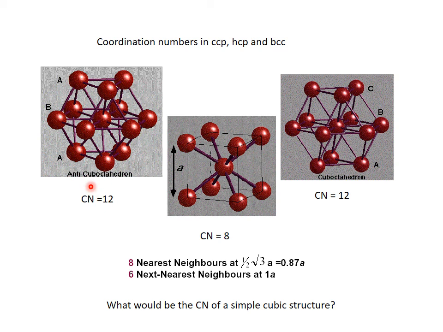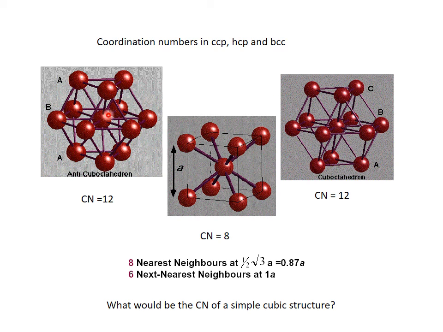In the case of the hexagonal close packed structure, each atom is surrounded anti-cube-octahedrally by 12 other atoms. And in the case of the cubic close packed structure, each atom is surrounded by 12 other atoms in a cube-octahedral way. Okay, so how can you understand the anti-cube-octahedron and the cube-octahedron respectively?